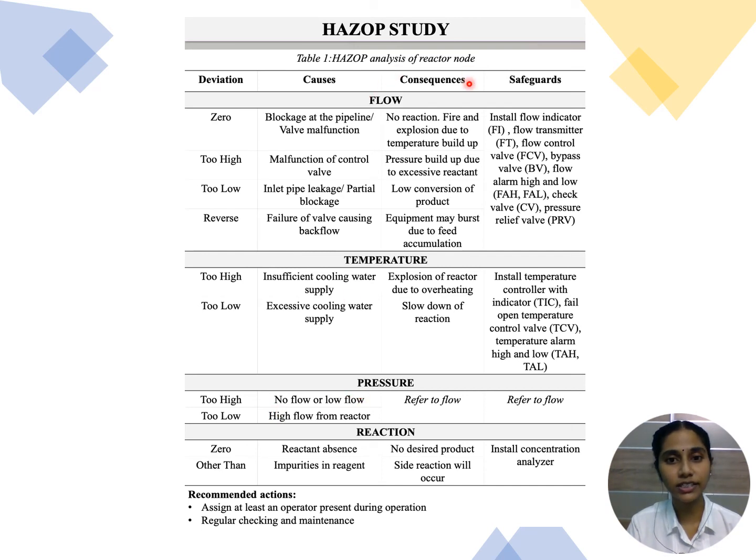Secondly is the consequences of the event, such as low conversion of product, explosion due to overheating. Next is the safeguards to prevent all the possible consequences, such as installing flow indicator, temperature controller, and so forth. Lastly are some actions that must be taken by the management, such as to assign at least one operator during operation and also encourage regular checking and maintenance. That's all from me. I'll pass it to Ong Meng Han.